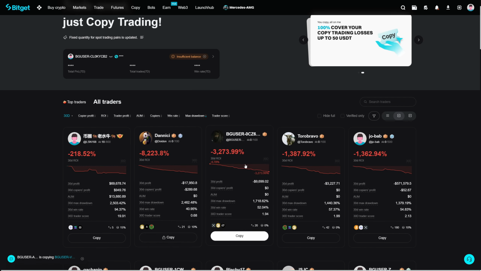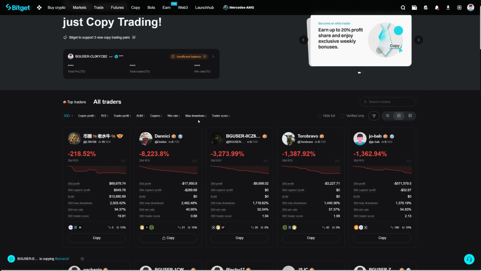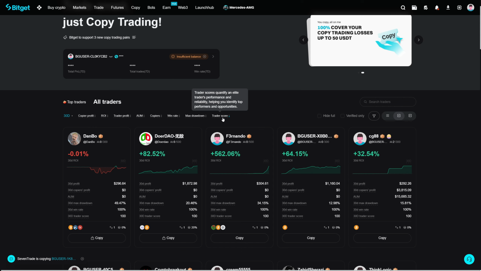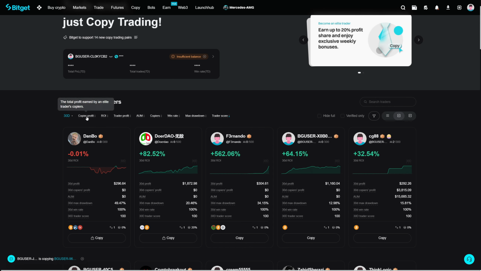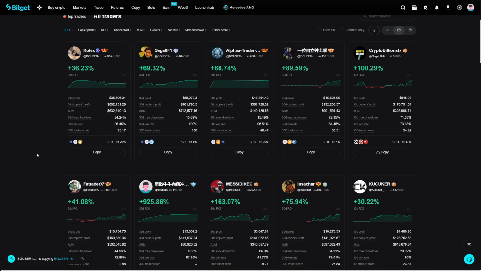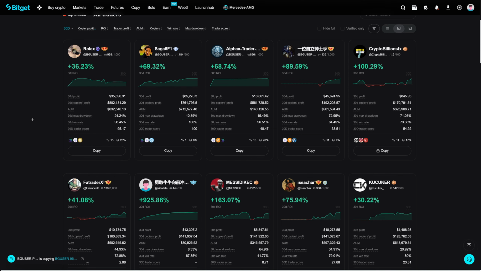And there you can see they actually lost quite a bit, so maybe not something you want to look at. And then lastly, the trader score. This is calculated by Bitget. In my opinion, the best thing to look at is the copier profit, because at the end of the day, we are the copier and we want to make money from the lead trader. So looking at the profit from the people copying these guys usually gives us better traders.